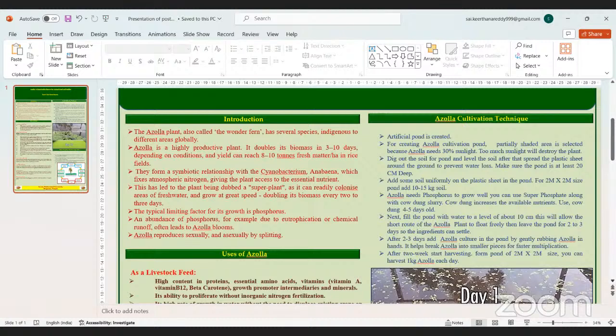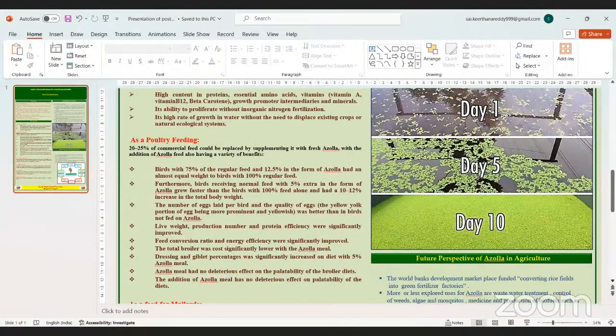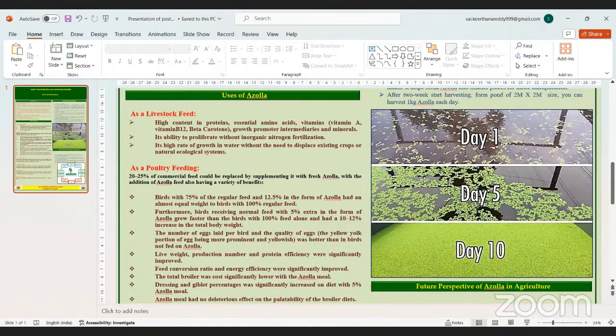After 2 to 3 days, please don't read us in cultivation technique. Please can conclude. Confirm, please. Yeah, just show the pics, how it is there, day 1, day 5, day 10. And future prospects you can just highlight. Okay, ma'am. This is the picture representation of azolla cultivation. Day 1, how it is there, and day 5 and day 10.